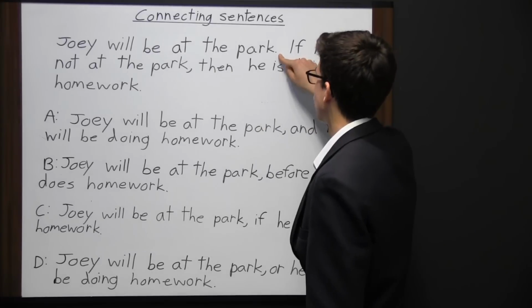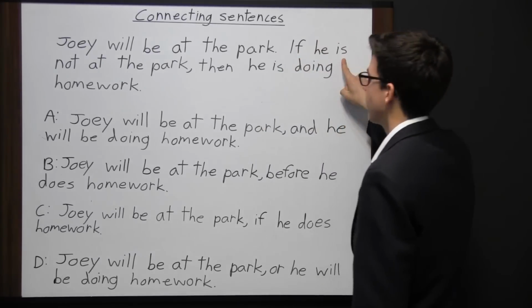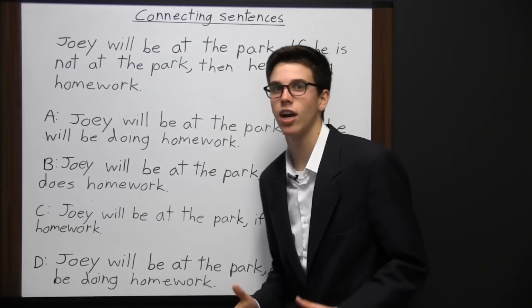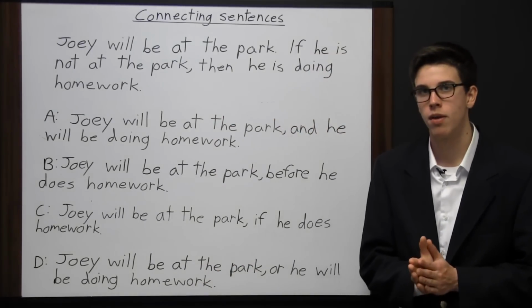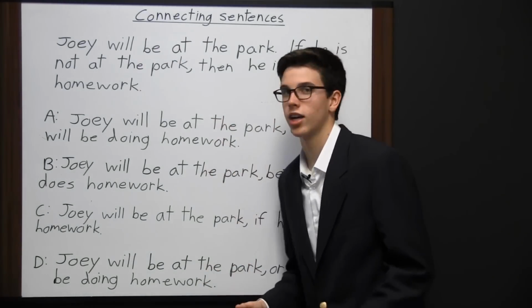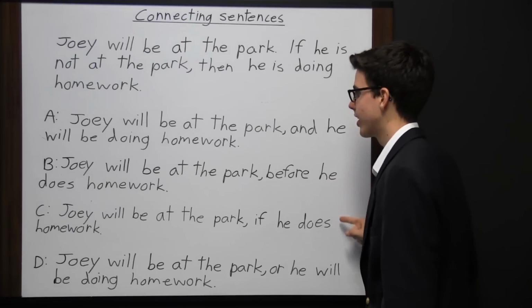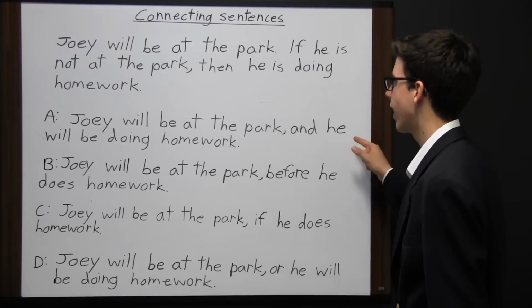So the sentences need to be similar. This first sentence says Joey will be at the park, and the second one says if he is not at the park, then he is doing homework. So these sentences are fine as they are, but we can combine them together because they're somewhat short and they're also talking about the same thing. So we have four different ways that we can combine these sentences. So let's take a look at A.